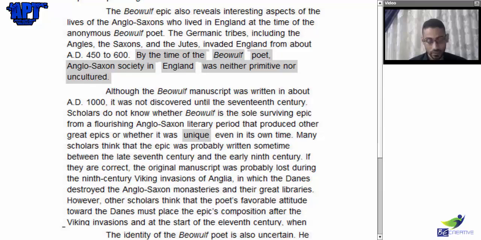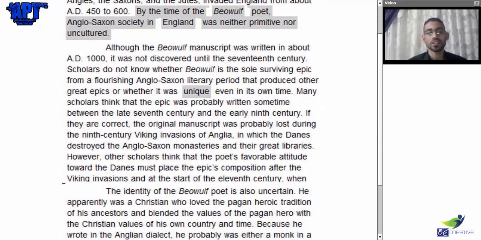Then the second, the last sentence: by the time of the Beowulf poet, Anglo-Saxon society in England was neither primitive nor uncultured. So I read the first line and the last line. Now let's continue. Let's read the first line here and the last line here.